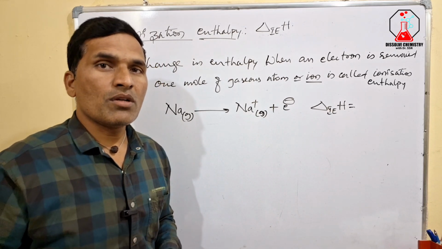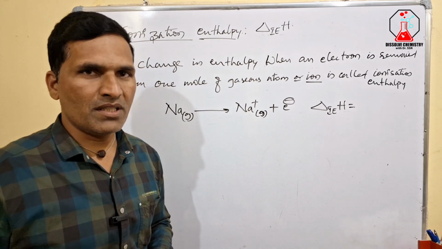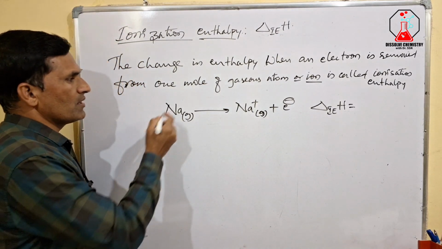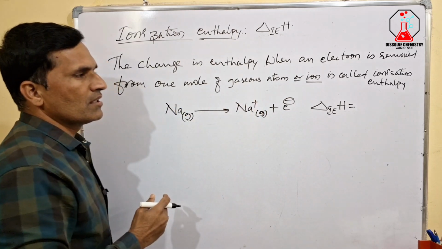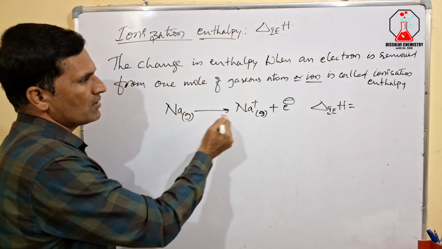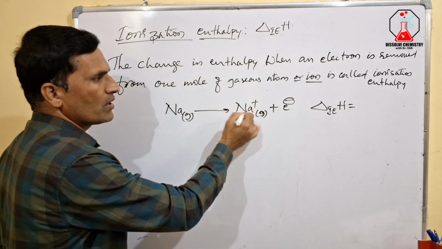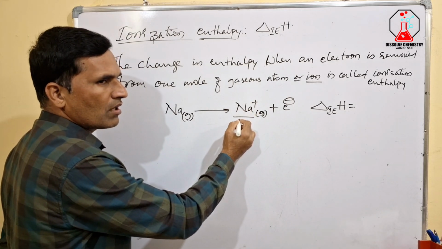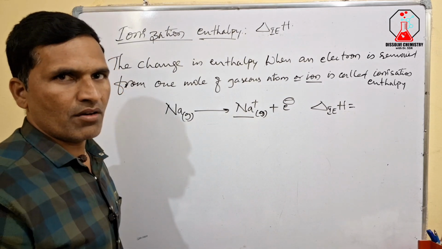Now suppose you want to remove the second or third electron from an atom. For example, take a monovalent, first group element, which generally gives only one electron. We can remove the second electron, but removal of the second electron is very difficult because the sodium ion has a noble gas core, a stable electronic configuration.